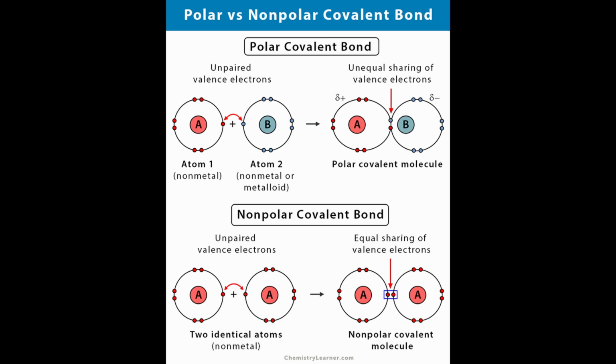In nonpolar covalent bonds, the atoms share the valence electrons equally. On the other hand, polar covalent bonds are covalent bonds in which one component of the bond has a stronger pull on the shared electron than the other partner.